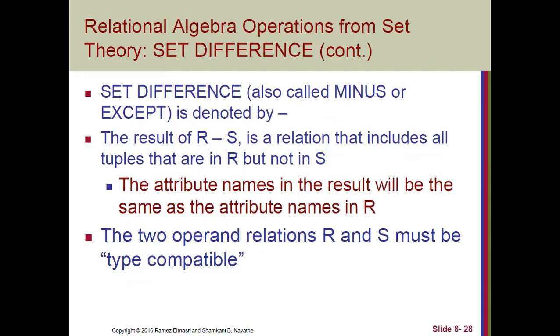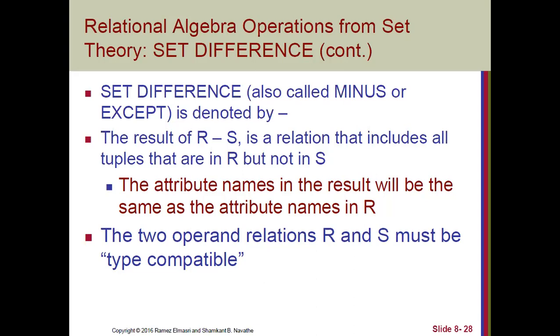And what is the set difference? Set difference is normally represented by minus. If there is a relation R and a relation S, what is the result of R minus S? All those tuples which are represented in S, and let's assume are also represented in R, will not be represented in the result. So R minus S is a relation that includes all tuples that are in R but not in S. The attribute names in the result will be the same as the attribute names in R. So that will remain the same.